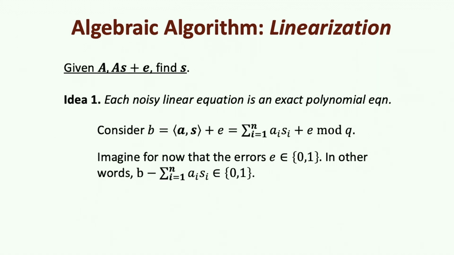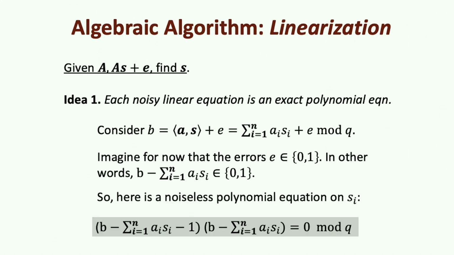So what does that mean? B minus the inner product of A and S, the sum of A_i S_i, is actually 0 or 1. I just don't know which one it is. For each one, it's IID 0 or 1. But regardless, I can actually write down a polynomial equation on the coordinates of the secret S_i. B minus the inner product is either 0 or 1. So in other words, (B minus <A,S>) times (B minus <A,S> minus 1) is definitely 0 mod Q. So here is a noiseless polynomial equation that you got from a noisy linear equation.